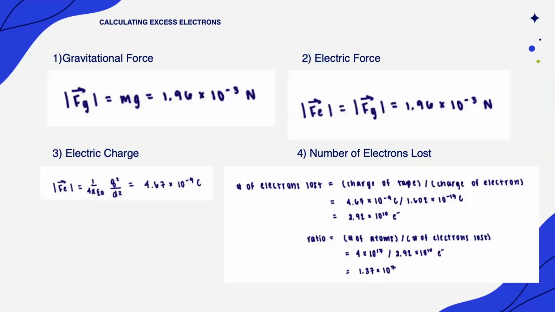Now, the main objective of this lab was to calculate the amount of electrons that were removed from the positively charged piece of tape. First, we found that the gravitational force is 1.96 times 10 to the power negative 3 newtons, and then the electric force was also 1.96 times 10 to the power negative 3 newtons. Electric charge comes out to be 4.67 times 10 to the power negative 9 coulombs. By taking the charge of the tape and dividing it by the absolute value of the charge of an electron, we can determine that there were exactly 2.92 times 10 to the power of 10 electrons that were lost.